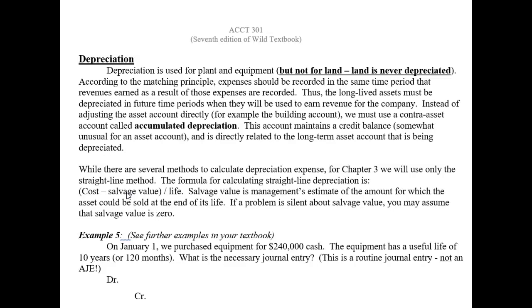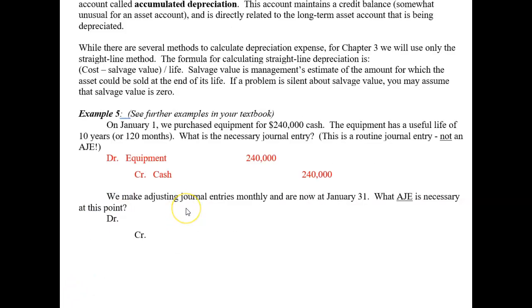Please pause your video and write the journal entry, then start your video again to check your work. The journal entry necessary on January 1st to record the purchase of the equipment for cash is a debit to equipment, which is an asset account, for $240,000, and a credit to cash for $240,000.